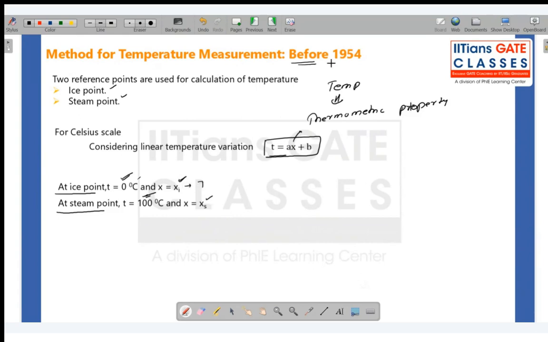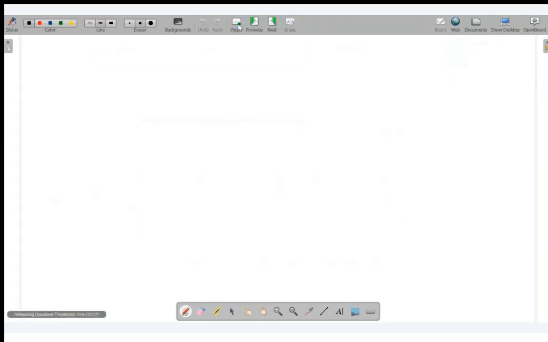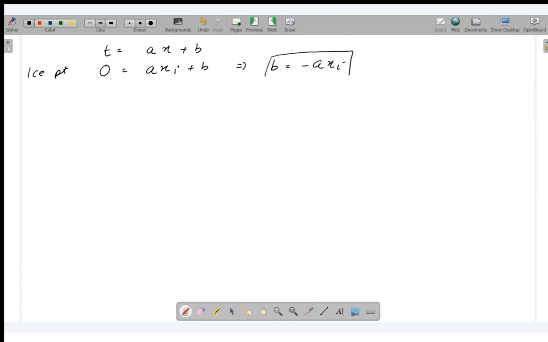Okay, so what is this? This is the thermometric property at ice point. Whatever the value is, it does not matter. But at that point, the thermometric property at steam point. Okay, now what do we have? We have a linear relationship. So what will we do? We have T equals A X plus B. So let us take ice point. Temperature is 0, so 0 equals A Xi plus B. So we can calculate B from here. B equals minus A Xi. Then let me take steam point. 100 equals A Xs plus B.